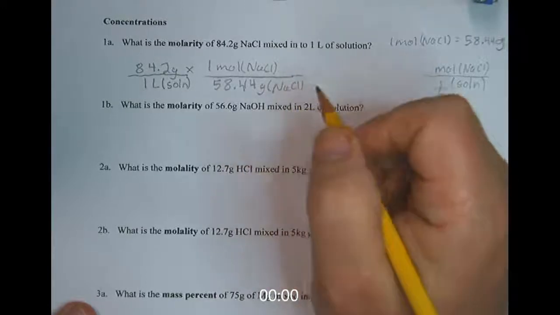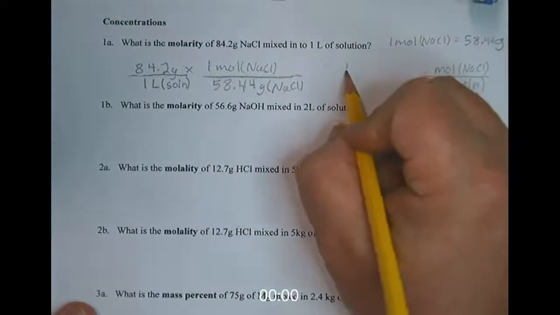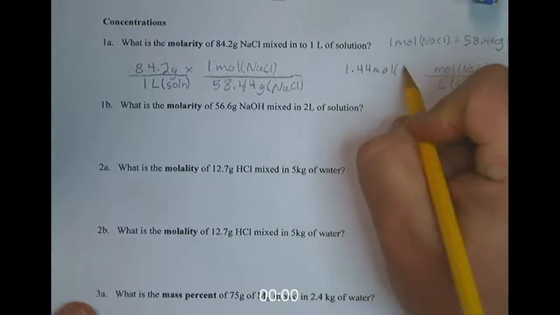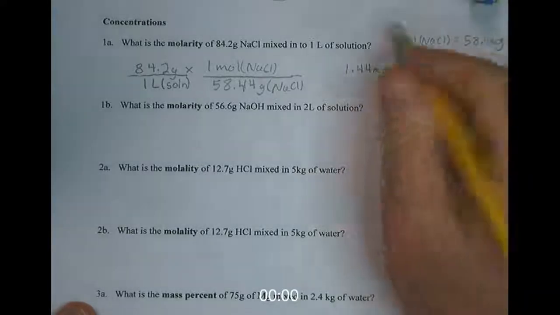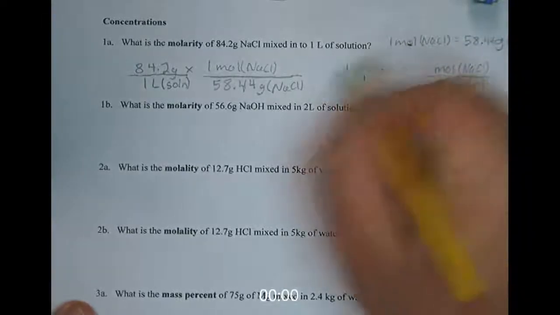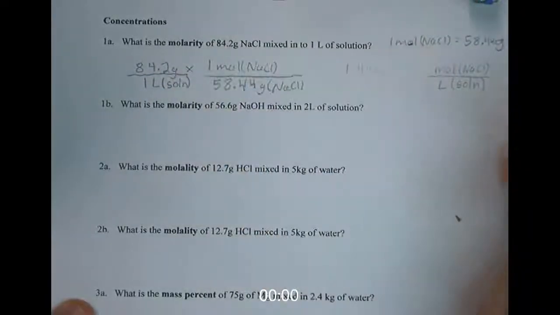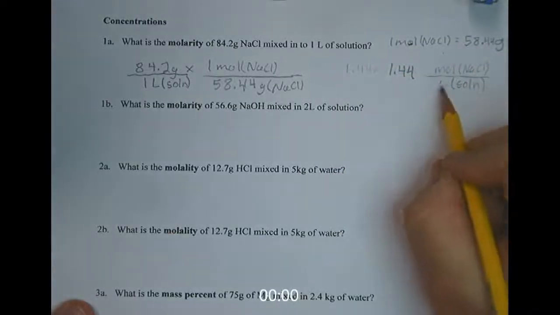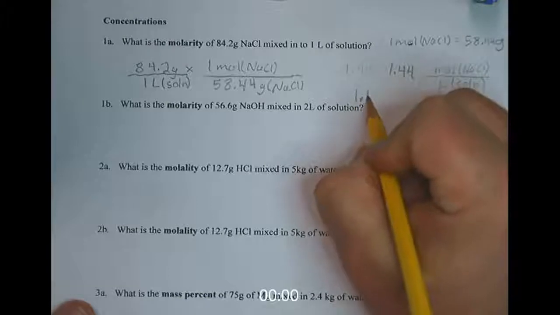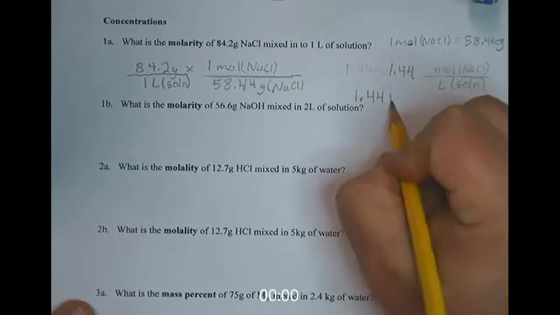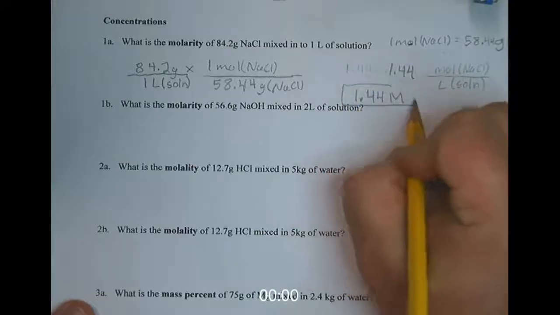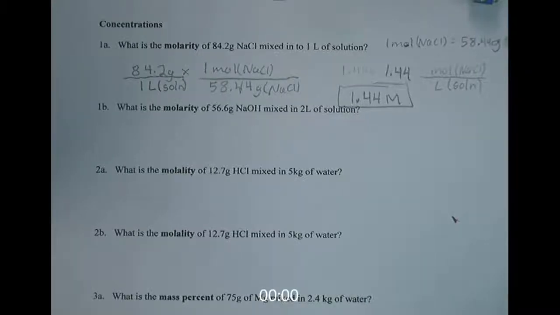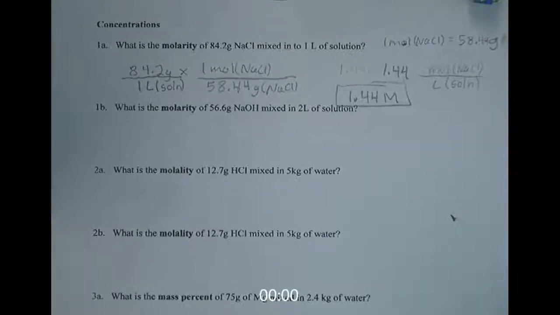And when you run the number on that, you end up with 1.44 moles of NaCl. I'm sorry, I already have that over there, so I'm going to erase that. 1.44 moles of NaCl for every liter of solution, and really the way you should properly express that final answer is 1.44 molar. Okay, so that's the concentration of salt in water, 1.44 moles of salt for every liter of water.